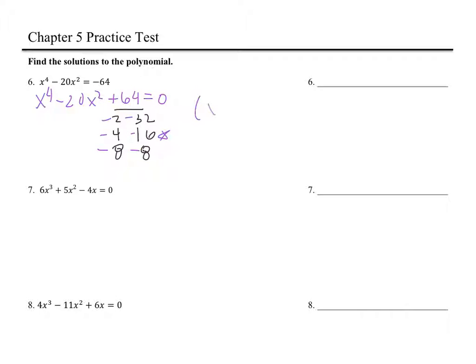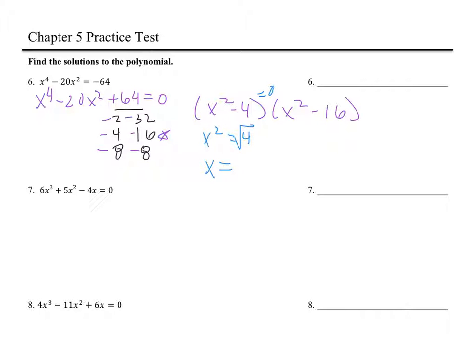So I can split this up into x squared minus 4 and x squared minus 16. So I set those both equal to 0. So x squared minus 4 equal to 0, so then I would add the 4 over, add the 4, and then take the square root.